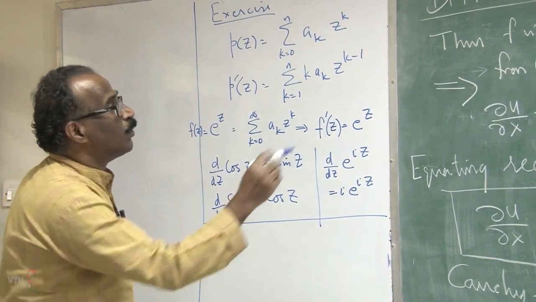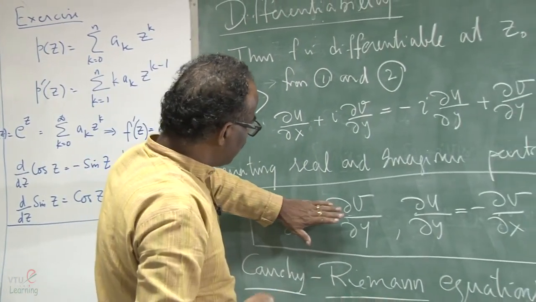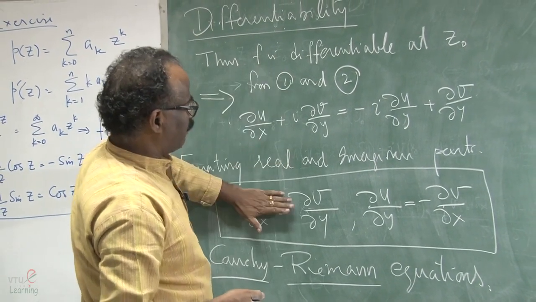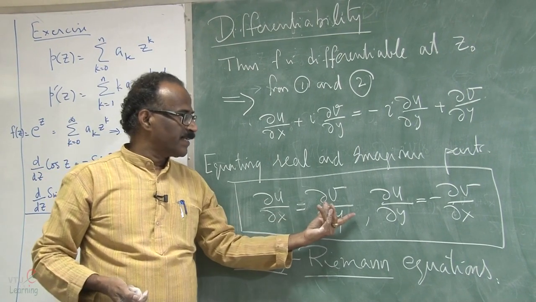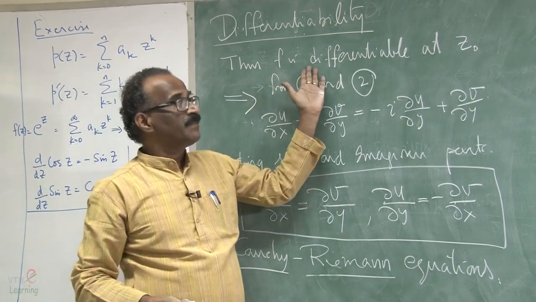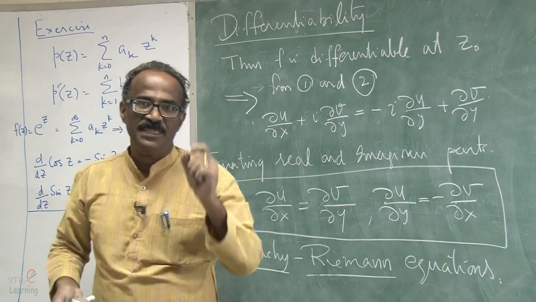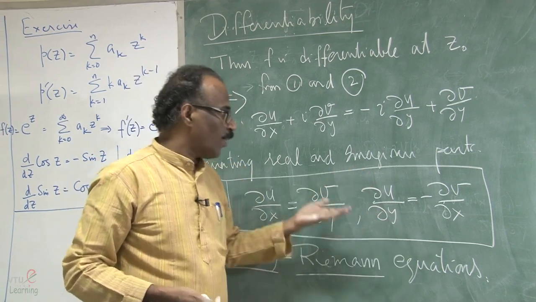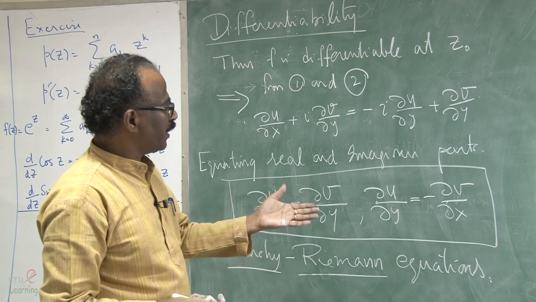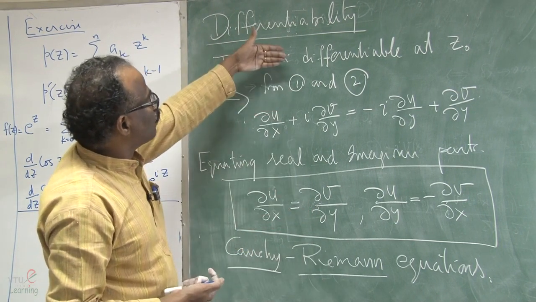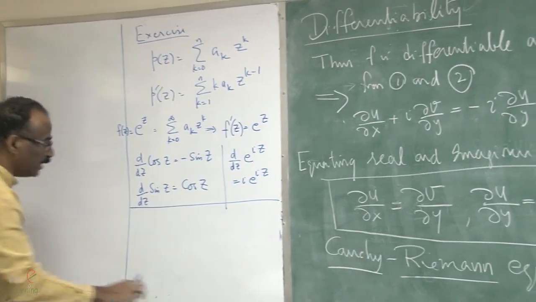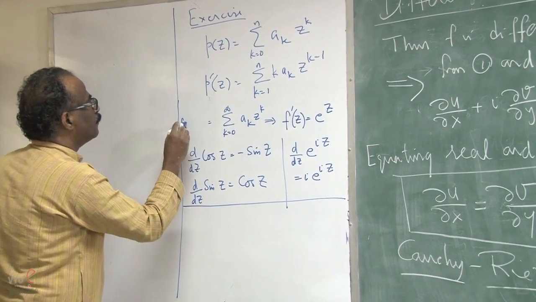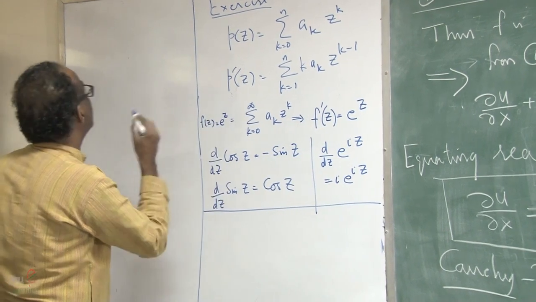Now, as I said in the last lecture, what we derived in the last class, that the Cauchy-Riemann equation, is a necessary condition for a function f to be differentiable. Necessary condition means f is differentiable at z naught implies Cauchy-Riemann equations are satisfied. Now what I am going to state is a general theorem: if the Cauchy-Riemann equations are satisfied, then f is also differentiable. So let me write down a very general theorem.